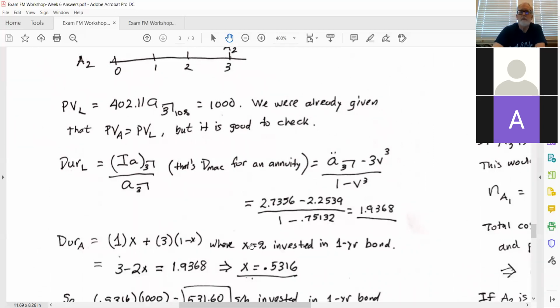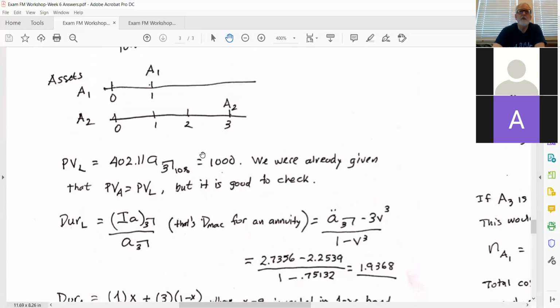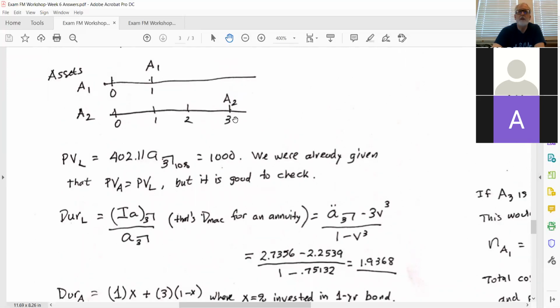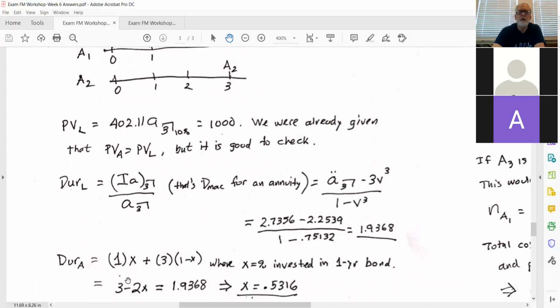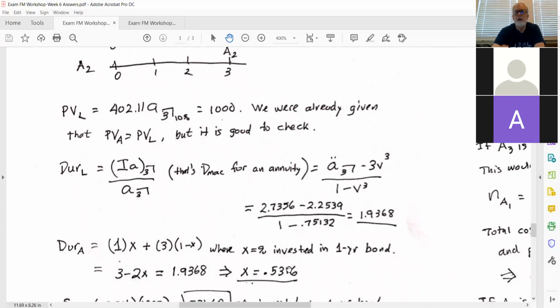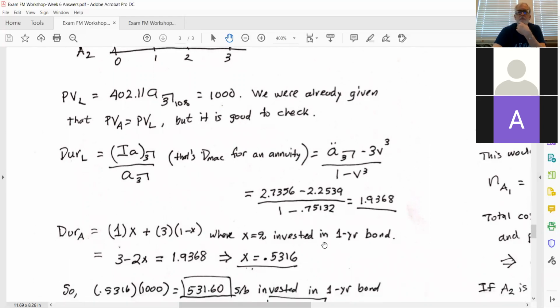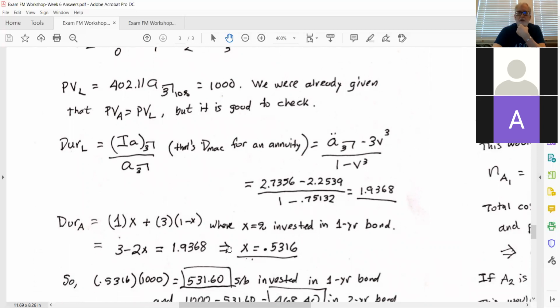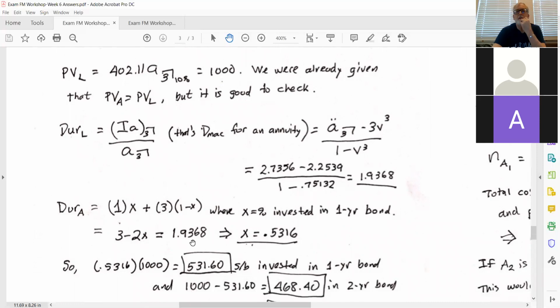All right, so I let X be the percentage invested in the 1-year bond. So the duration of the assets is 1 times X plus 3 times 1 minus X. And you solve for X. X is 0.5316. And so we want the amount invested in the 1 year. So 0.5316 times the present value of the liabilities is 1,000. So we need 531.60 in the 1 year and 468.40 in the 2-year or 3-year bond.